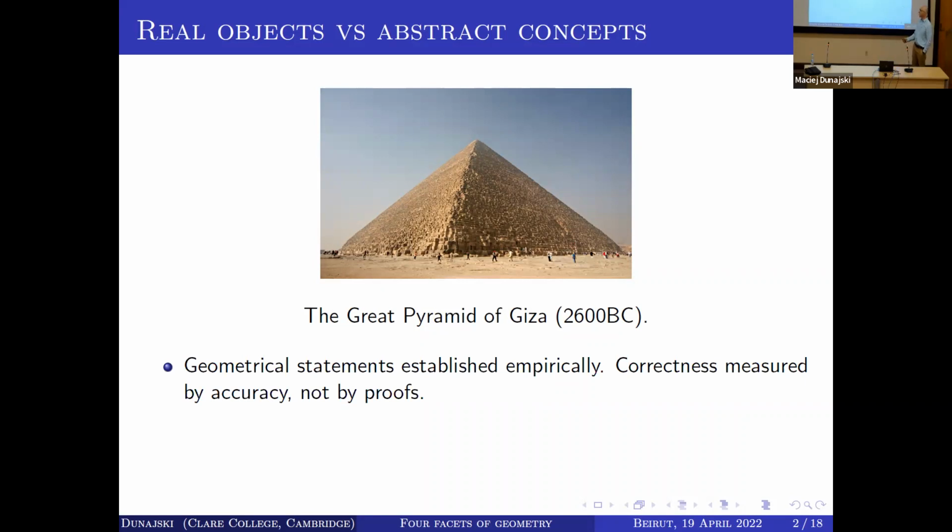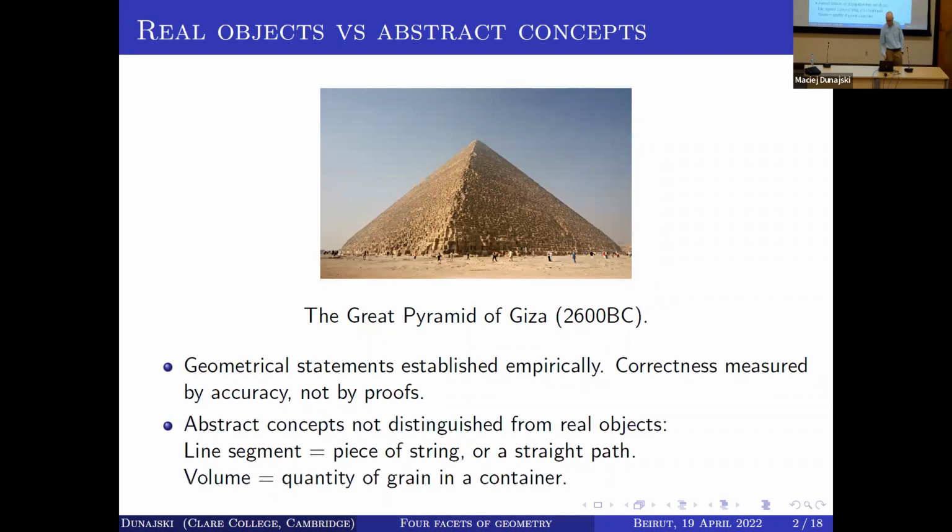but there is no indication that they, or anyone else at the time, was interested in geometry as an abstract science. It was more an empirical set of rules about computing volumes. So the correctness of these rules was measured by accuracy, and there was no need for proof. And as a consequence, the abstract objects mathematicians want to talk about were not distinguished from real things.